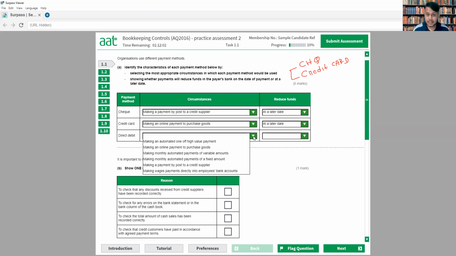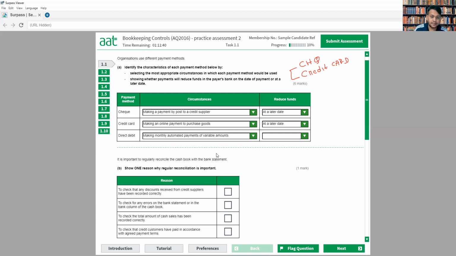If you pay rent to your landlord, then the payment is always fixed. So in this case, you can use the standing order. But direct debit will be for your mobile phone contract, for your gas and electricity, where the amount can go up and down. So making a monthly automated payment of a variable amount. Remember, variable amount and not the fixed amount. If we go for the fixed amount, then it will be our standing order. And with this one, the funds will be reduced on the date of the payment. So it's not a later date, it is on the day of the payment.